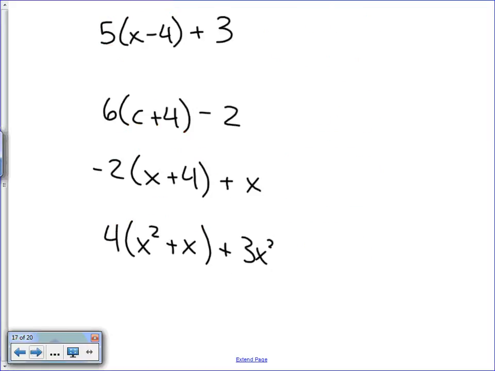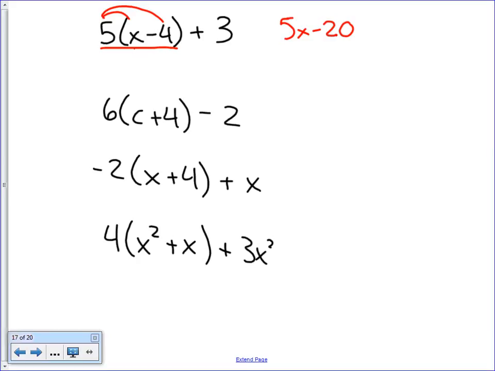So here are some problems where we're going to be distributing with combining like terms, kind of what we talked about in a previous video. So when we encounter a problem like this and we need to simplify it, what we're first going to do is distribute. So you notice how we have the number and the set of parentheses. Let's distribute that number out front through. So for this one, we have 5 times the x and times the negative 4. That's going to give me a 5x minus 20.